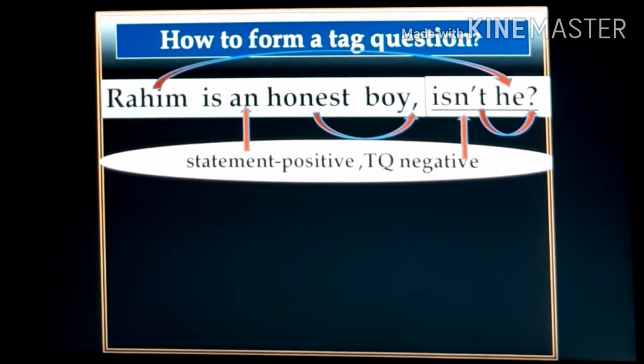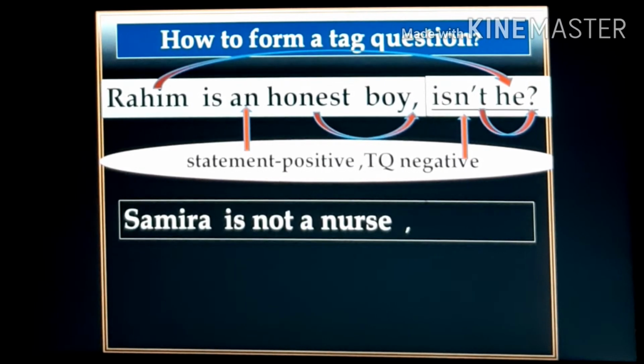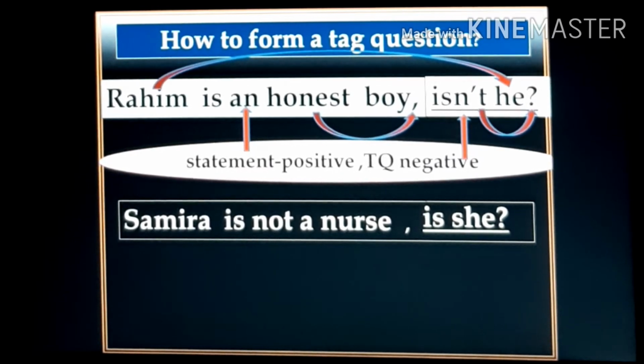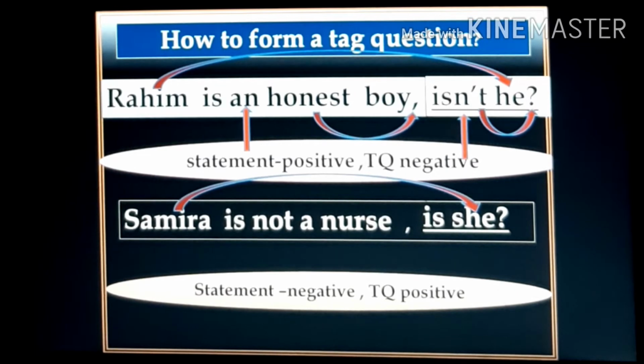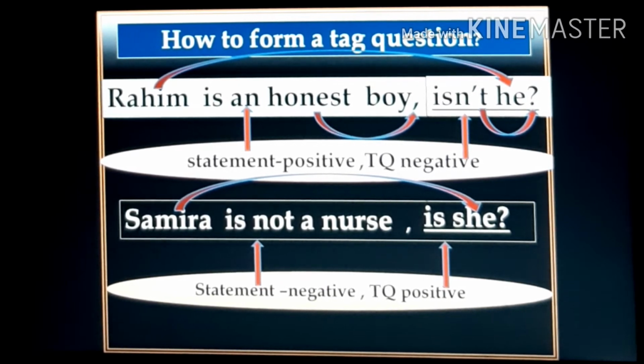Let's see the next example. Samira is not a nurse. This is a statement, and here we find the statement in negative. Is she? This is tag question, and here the tag question is in positive. For Samira, pronoun will be she. If you find statement negative, form tag question in positive.